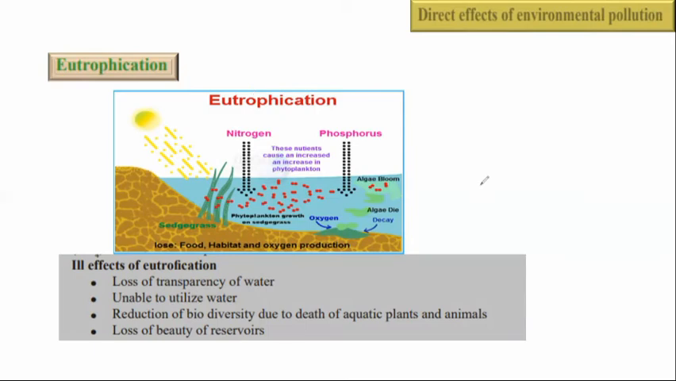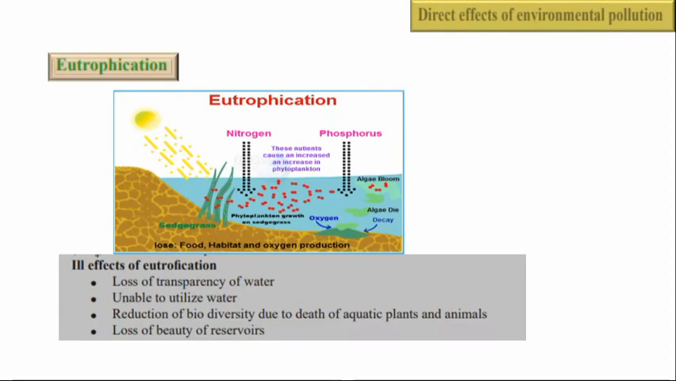Right? Okay. So now let's see the ill effects of eutrophication. What are the ill effects? Loss of transparency. You see, the water becomes greenish like this. So the sun can't enter, and also you can't see inside the water, right? It is unable to be utilized. We can't use that water, and it reduces the biodiversity. Aquatic plants die, aquatic animals die. So due to that, it reduces the biodiversity, and also there is loss of beauty of the reservoir, right? So these are the ill effects of eutrophication, right?